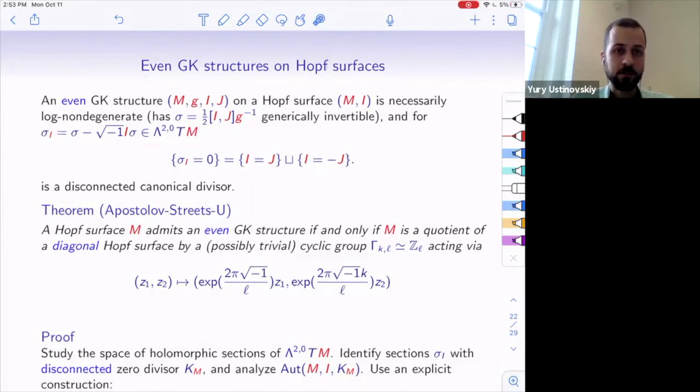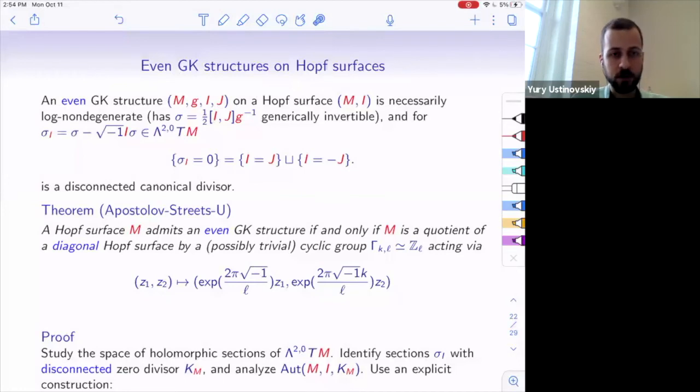So keeping in mind that, this actually happens to be an important restriction, having a disconnected canonical divisor. You can actually classify which Hopf surfaces admit some even generalized Kähler structure. And it happens that this is exactly the same list as in the result of Apostolov and Gualtieri. So these are cyclic quotients of diagonal Hopf surfaces.